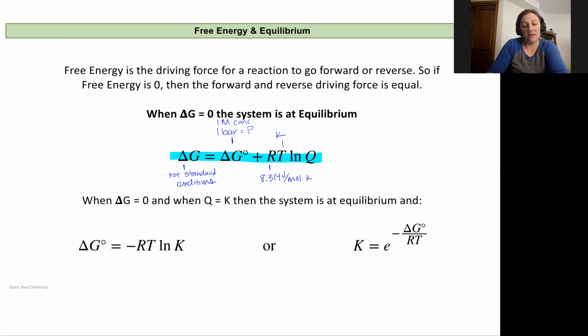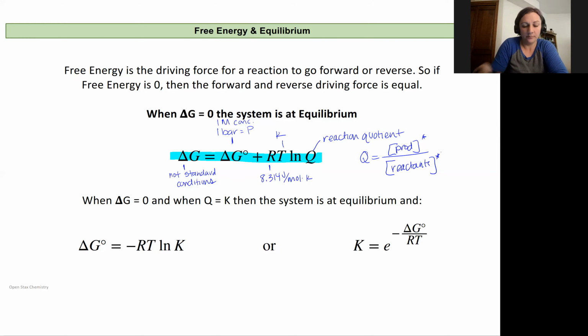And our Q value is really our reaction quotient. This is how we decide what our ratio of products to reactants are, to determine if our reaction is already at equilibrium, if it needs to proceed towards the reactants to reach equilibrium or proceed towards the products. So that's always going to be the concentration of our products over the concentration of our reactants.